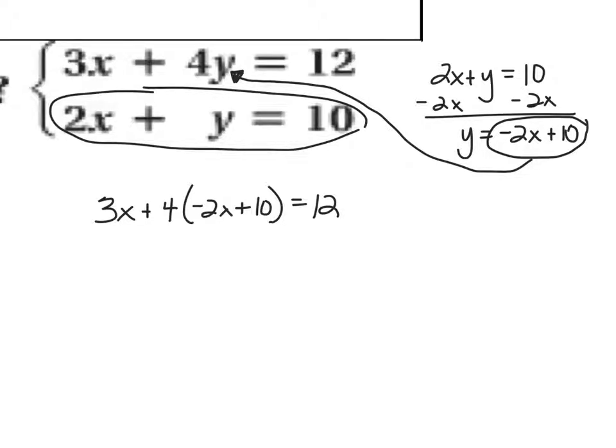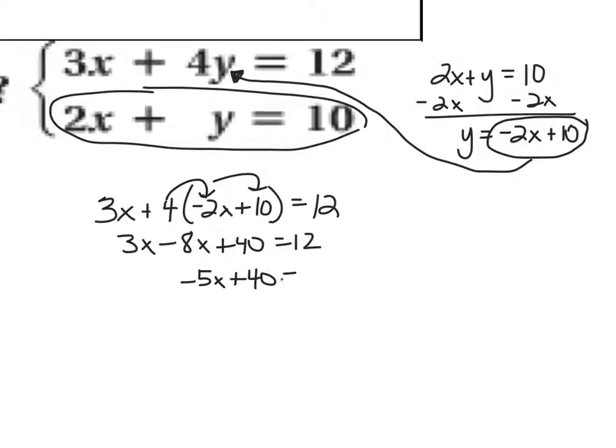Now I want to solve for x, get x by itself. So I'm going to distribute. I get 3x minus 8x plus 40. Combine my like terms, that's negative 5x. Then subtract 40, and negative 5x is going to equal negative 28.